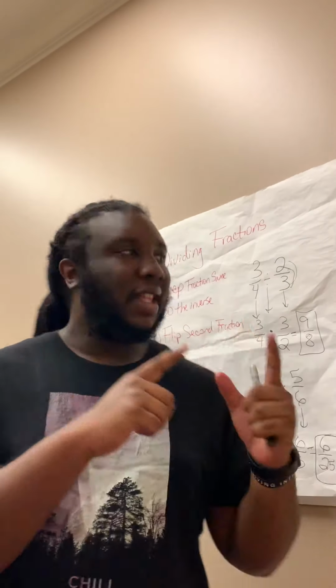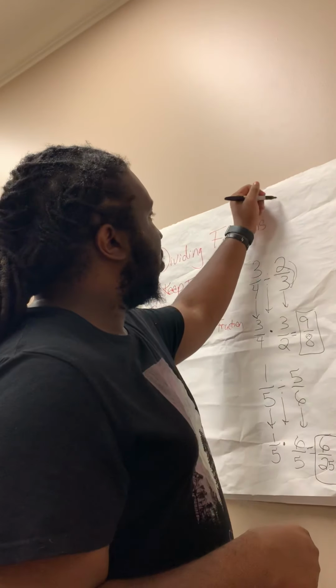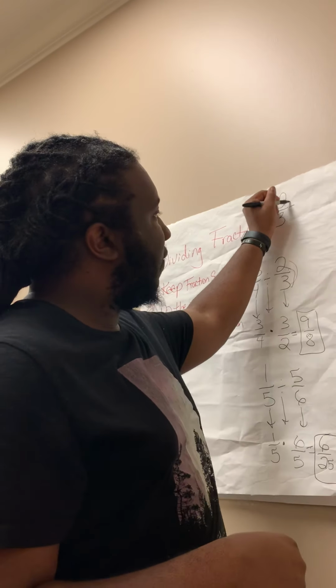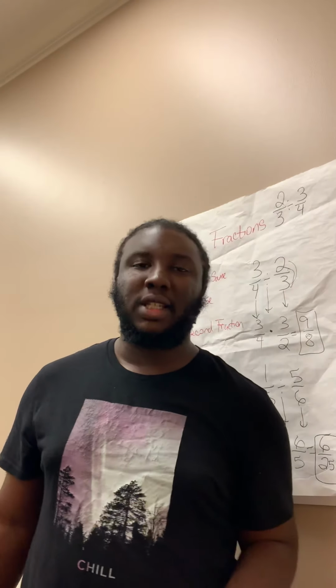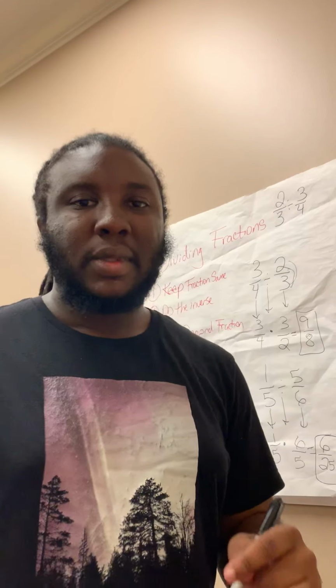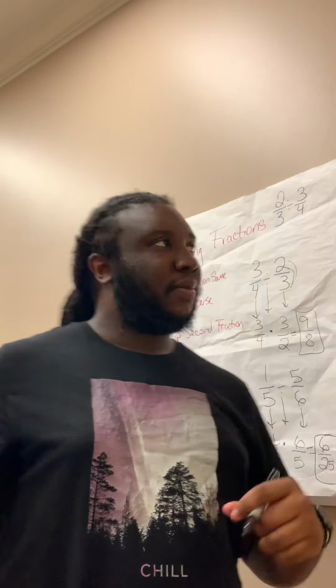Now, since you've seen these, I'm going to give you a problem. So here we go. I want to see if you know how to do it. 2/3 divided by 3/4. I want you to try it out. I want to give you a few seconds to try it out. Remember, keep, change, flip. 3 easy steps. Keep the first fraction, change the inverse from division to multiplication, and flip the second fraction. All right, let's see what you got.